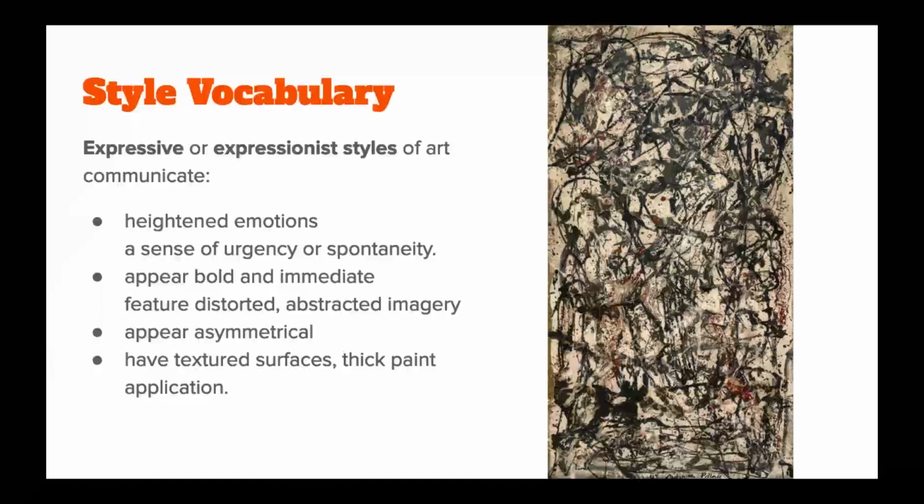They appear bold, immediate. These features are distorted. It can be abstracted imagery, which is artwork that doesn't really supposed to look like anything in particular. It's just a mess, right? It's non-objective, right? It can appear symmetrical. It can be anything that could possibly be created by the artist, using whatever means necessary to create something new and something novel. They tend to have textured surfaces, thick paint applications that seem to be kind of rising up and rising out from the canvas and precariously about to drop to the floor.